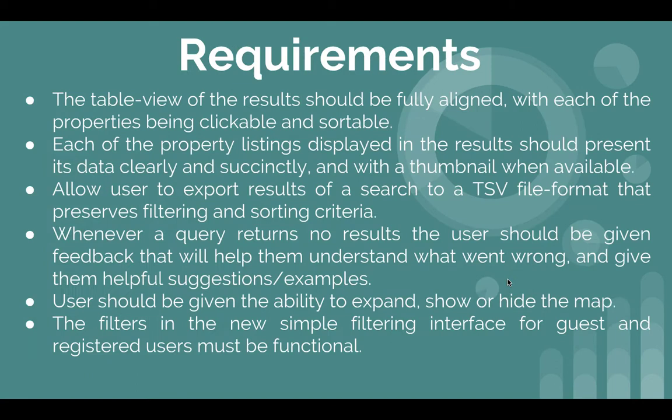Here are the requirements we have defined for our project. The table view must be aligned and none of its contents being blocked off. Also, all properties should be clickable and sortable. Each of the property listings should display its data clearly and with an image of the property if available. Add a feature to allow users to export the property listings as a TSV file that preserves filtering and sorting criteria. Provide user with helpful feedback and suggestions whenever their query yields no results.